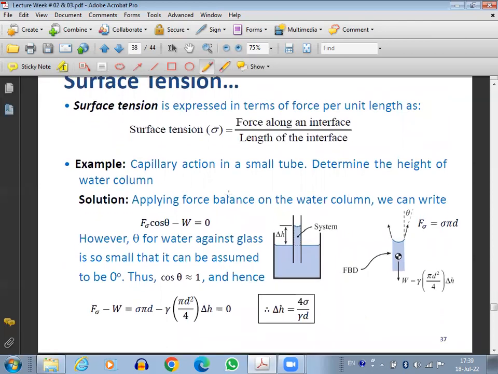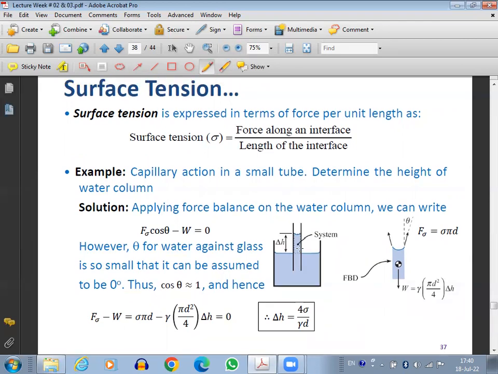So let's see an example here. Capillary action in a small tube determines the height of the water column. Suppose I have a container filled with water, and I put a small capillary, a small straw, into this water container. So water will rise up. Now, to what height will water rise? How can we determine the height to which water will rise? We can determine it by the force balance.